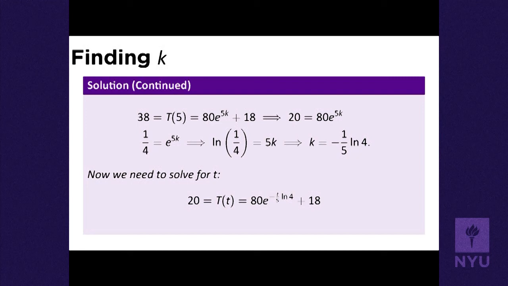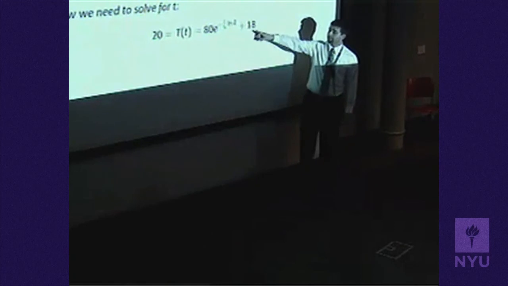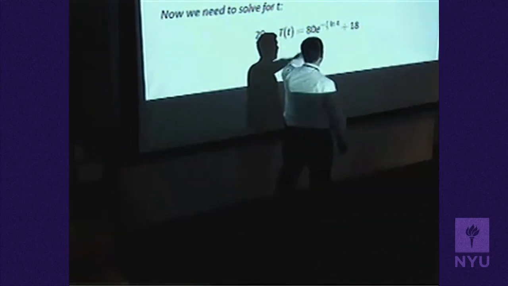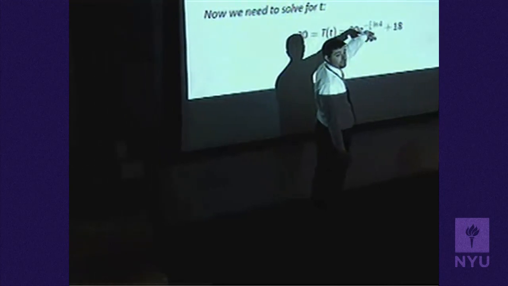Here's my equation. Is that too fast? Sorry, I'm going backwards. Okay. This is the equation that I have to solve for t. What would be the program? Take the 18 and subtract it from both sides. Then divide by the 80. Then take the natural log.